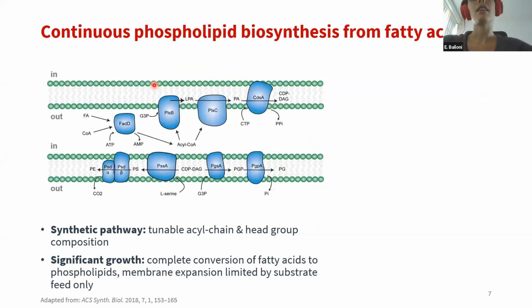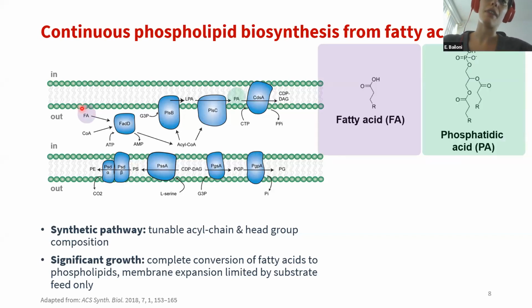So I want to start with a little bit of background on a pathway that Martin had developed previously for continuous phospholipid biosynthesis from fatty acids. This is a synthetic pathway that takes a fatty acid molecule.